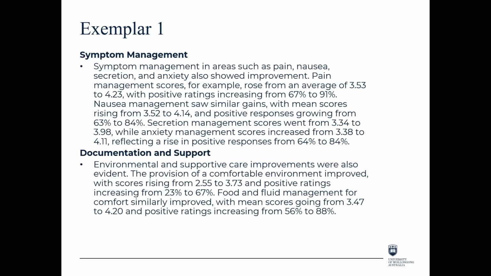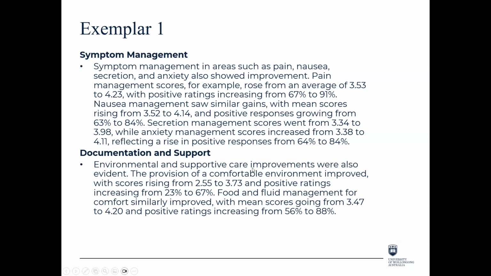Symptom management was the next domain. Symptom management in areas such as pain, nausea, secretion, and anxiety also showed improvement. Pain management scores, for example, rose from an average of 3.53 to 4.2, with positive ratings increasing from 67 to 91%. Nausea management saw similar gains, with mean scores rising from 3.5 to 4.0 and positive responses growing from 63 to 84%. Secretion management scores went from 3.3 to 3.9, while anxiety management scores increased from 3.3 to 4.0, reflecting a rise in positive responses from 64% to 84%.